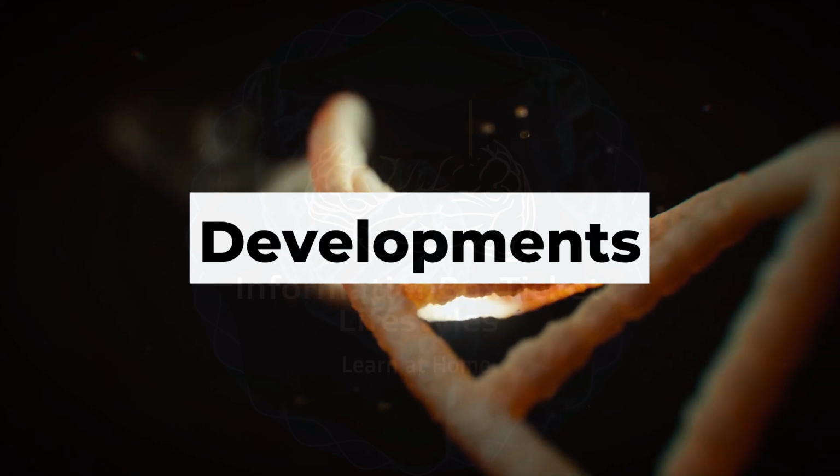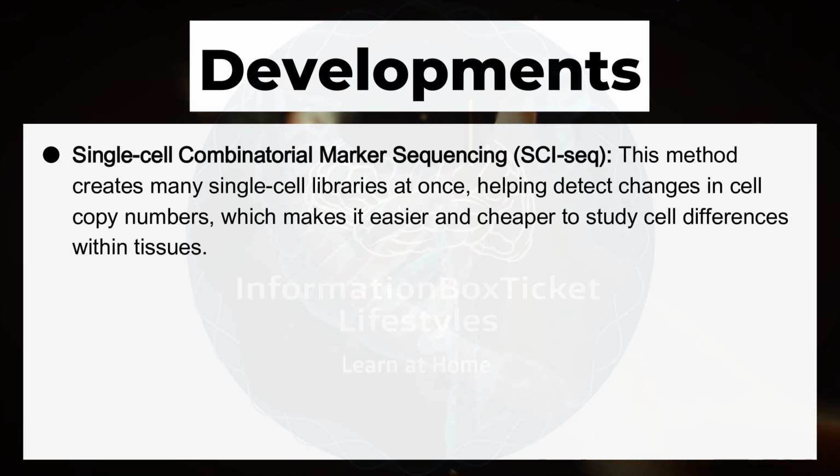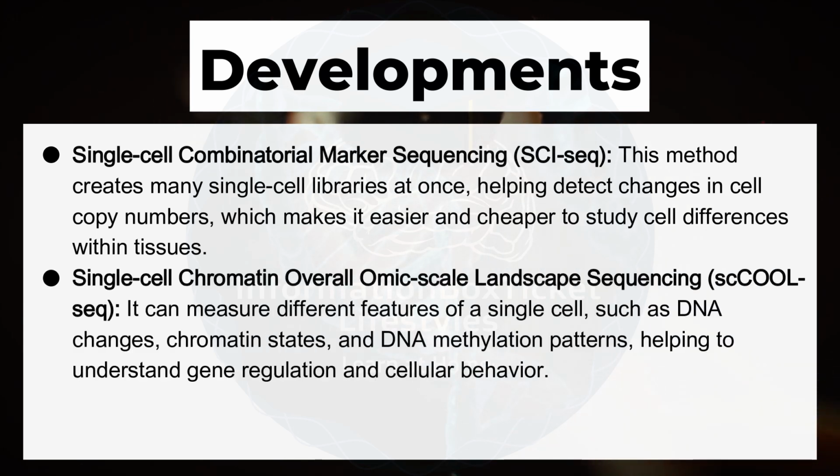Developments in single-cell sequencing. Single-cell combinatorial marker sequencing. This method creates many single-cell libraries at once, helping detect changes in cell copy numbers, which makes it easier and cheaper to study cell differences within tissues. Single-cell chromatin, overall omic scale landscape sequencing. It can measure different features of a single cell, such as DNA changes, chromatin states, and DNA methylation patterns, helping to understand gene regulation and cellular behavior.